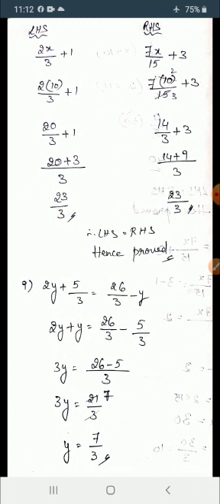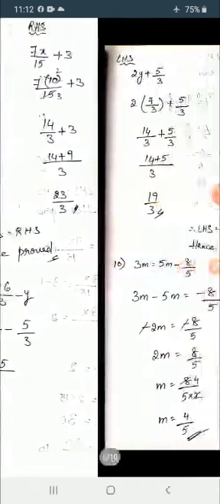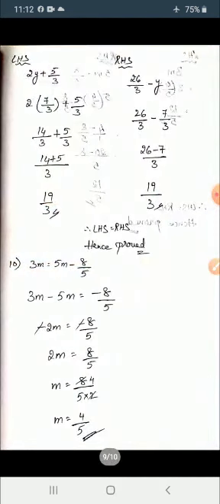Next one is ninth one. 2y plus 5 by 3 is equal to 26 by 3 minus y. Here also I have brought both the y terms to one side and both the numbers to the other side. I found out the result as 7 by 3. I substituted in LHS side and RHS side, and I found out the same answers. Here in the 10th problem also I sent 5m, which is in the RHS side, to the LHS side, and I got minus 2m as the answer.